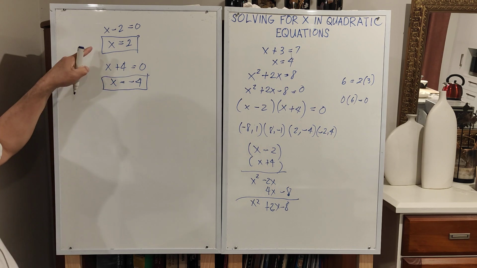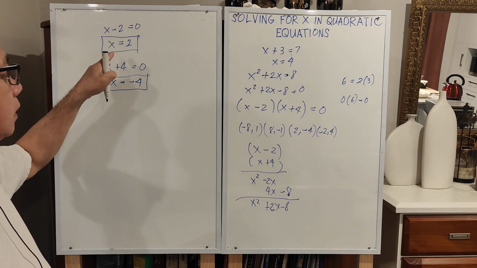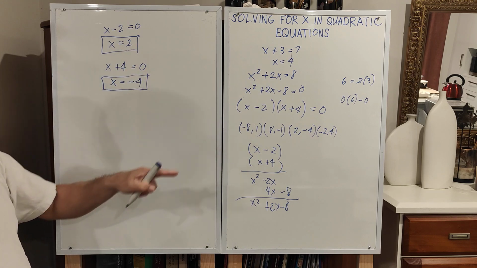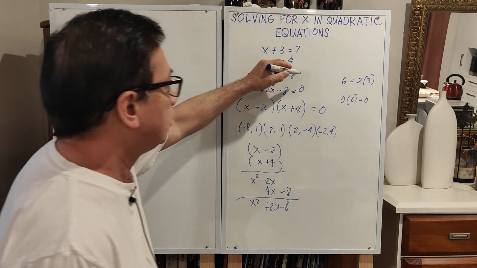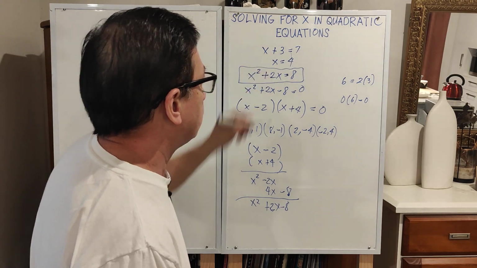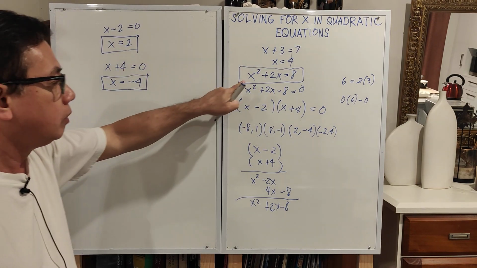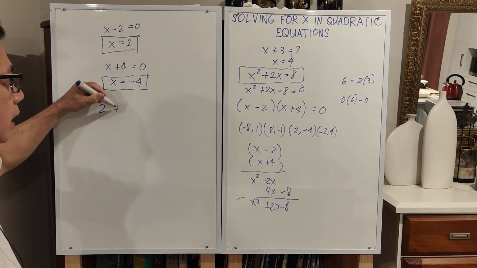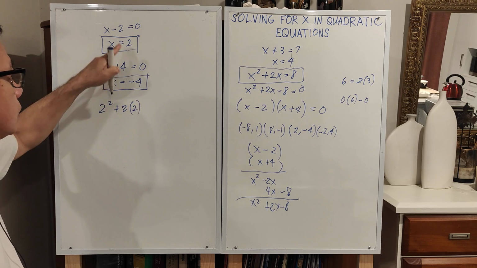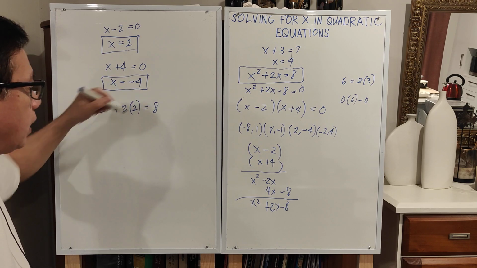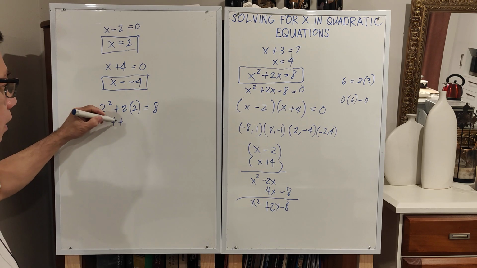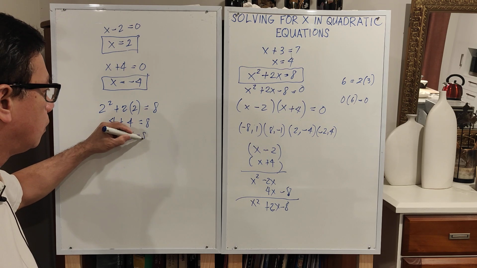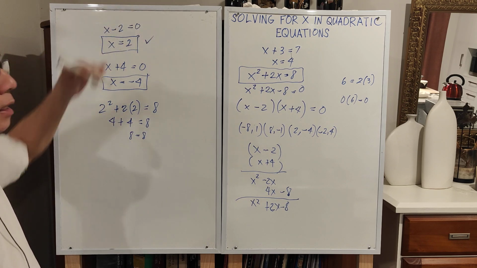Let's try to check if we substitute x with 2, whether we will have the same equation. Let's substitute 2 in here. Instead of x squared, it will be 2 squared plus 2 times 2, which is your x, is equal to 8. So 2 squared is 4, and 2 times 2 is 4, which equals 8. So 8 is equal to 8. So this first answer is correct.